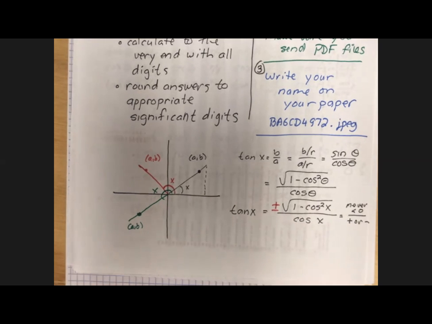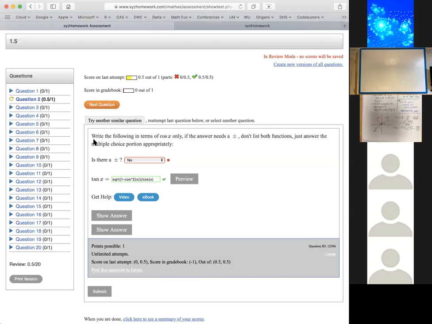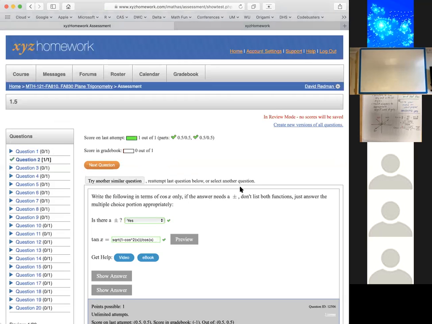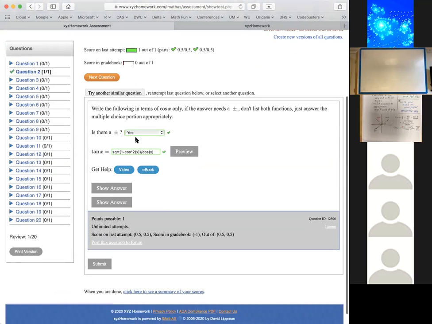I'm going to go back to the homework system. I didn't put the plus minus in there, and actually they're telling me that part was wrong. I'm going to put the plus minus in there. Now I'll submit again. And remember, I'm past due. I'm in review mode anyway. So I'm submitting here. Then it says, yes, that's the correct answer.